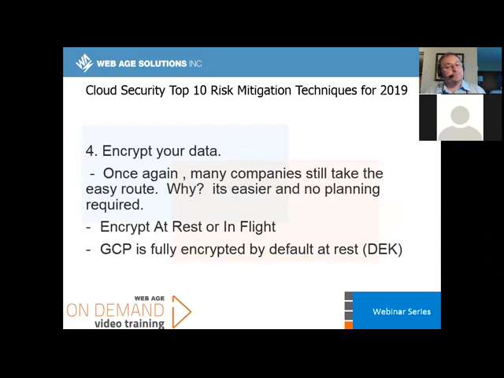Encrypt your data. Once again, encrypt at rest or in flight. Google is fully encrypted by default. Basically, it's done for you automatically. You don't have to think about it.